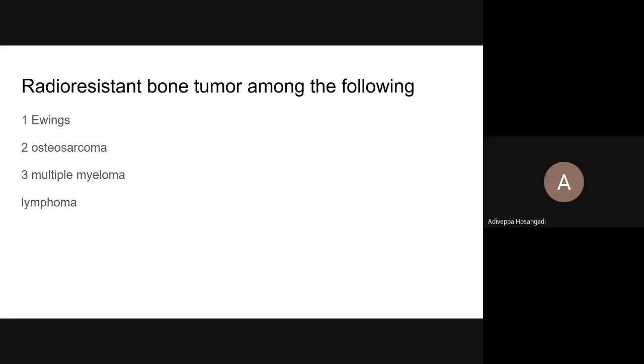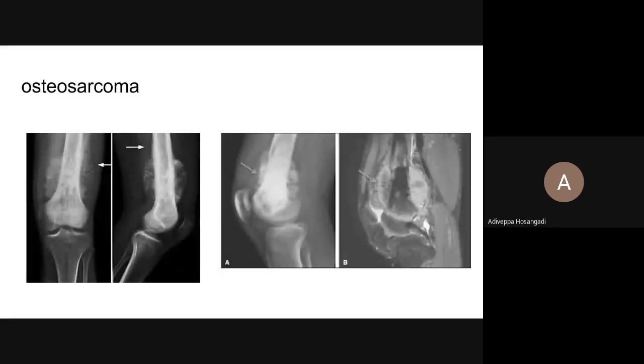Most radioresistant is osteosarcoma. Osteosarcoma, very good. These are all arising from marrow. They are radiosensitive. I mentioned that. So some radiographs I wanted to show. I had shown even before also.